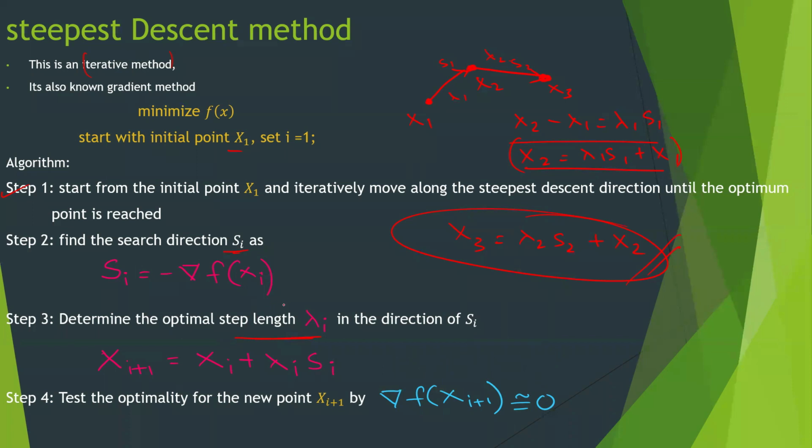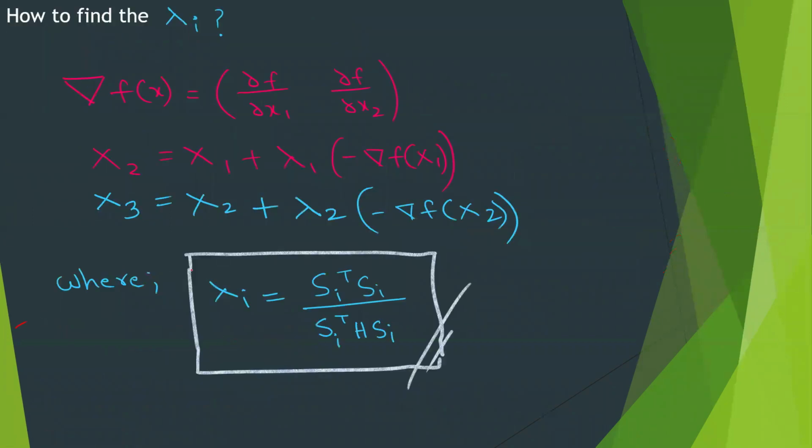Now you will get a doubt about how to find the lambda i. So lambda i can be found using this formula: lambda is equal to Si transpose into Si divided by Si transpose into H into Si.